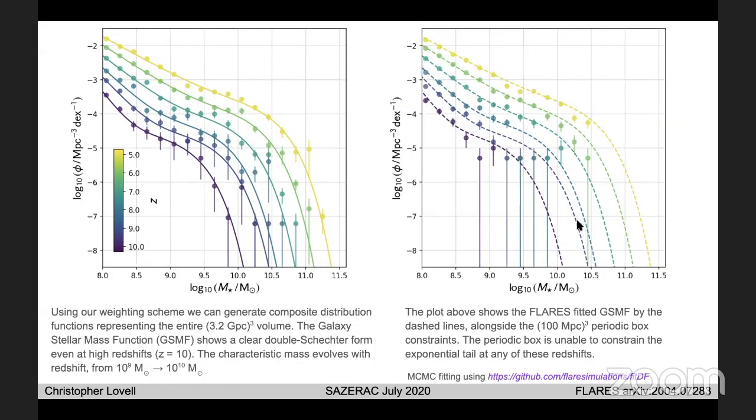And compared to the periodic EAGLE volume, which is shown on the right, the dotted lines here are the measured double Schechter in FLARES, and the points here are the measured stellar mass function in the periodic volume. The exponential tail is completely unprobed in this periodic volume. So it shows the value of incorporating these overdense regions to actually probe this tail.